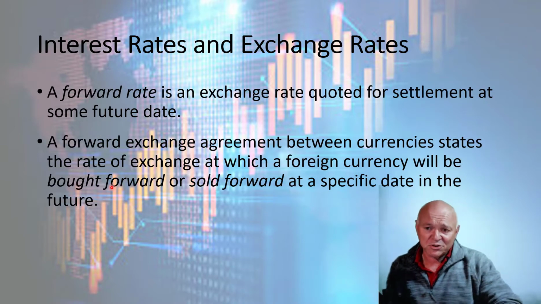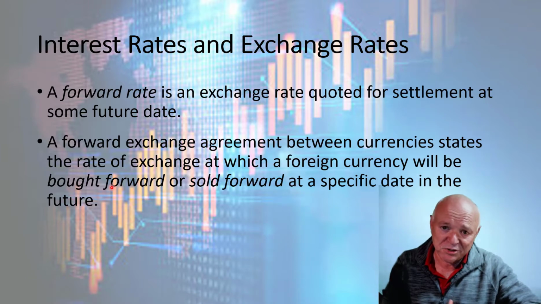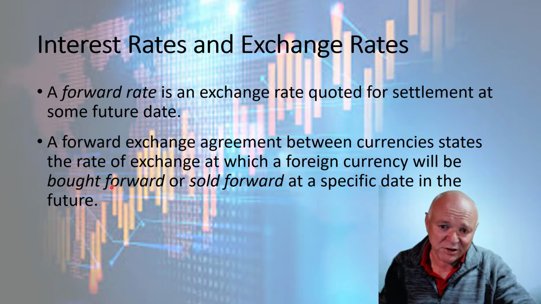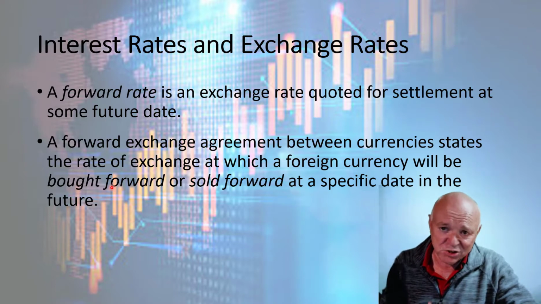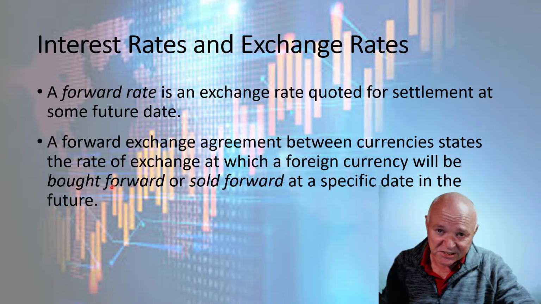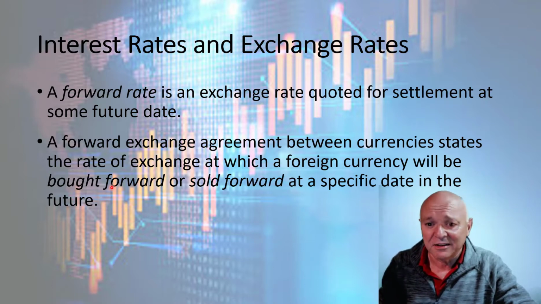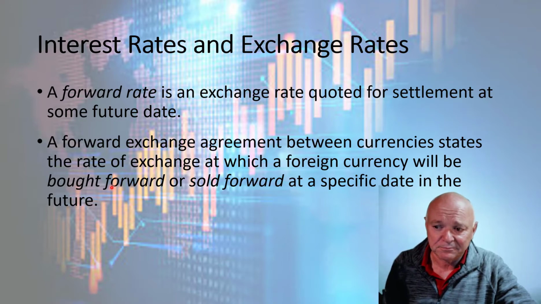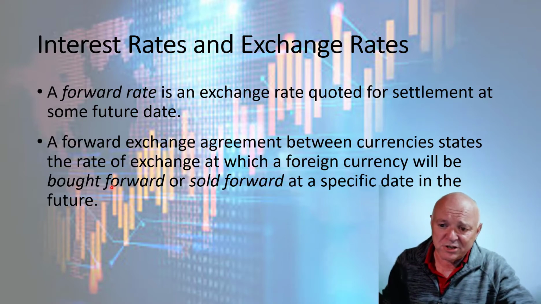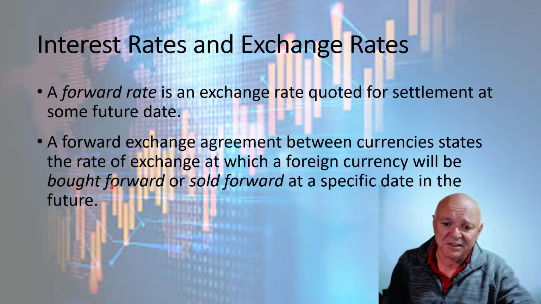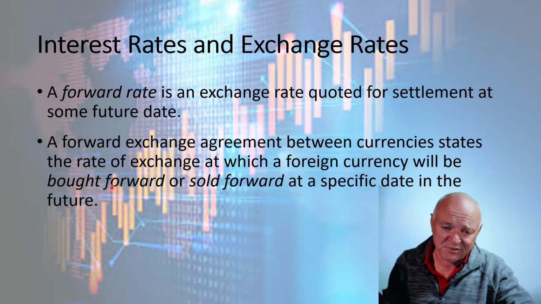Now, part of this is also down to things like the forward rate. Remember, we talked about spot rates and forward rates in one of our earlier sessions. Essentially, the forward rate is the exchange rate for settlement, for delivery at some point in the future. So if I ask for a forward rate for 90 days, essentially I'm entering into a contract to exchange so many dollars for so many yen in 90 days' time. We can also say a forward exchange rate agreement between currencies says that the rate of exchange at which the foreign currency will be bought forward or sold forward at a specific date in the future. Just a different way of saying that same thing.